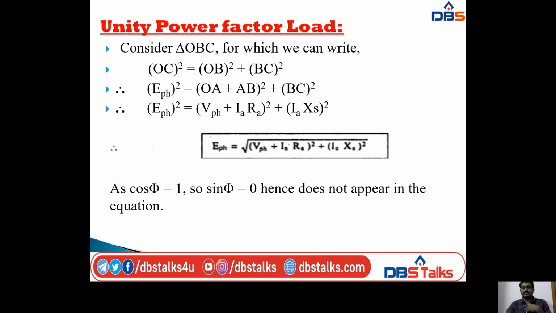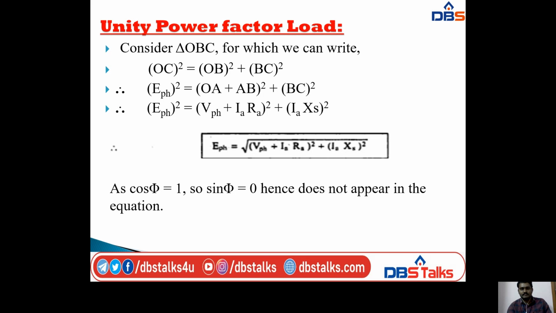So E phase whole square is equal to, you know already OA is V phase plus AB is IARA plus BC is IAXS. Substitute these values into this one. We have E phase is equal to root of V phase plus IARA whole square plus IAXS whole square. So as cos phi is equal to 1, sin phi is equal to 0, hence it does not appear in the equation.